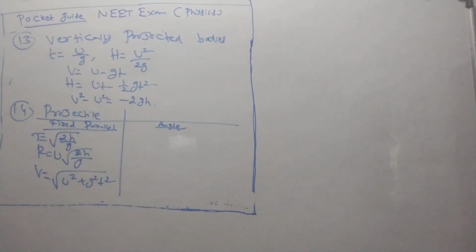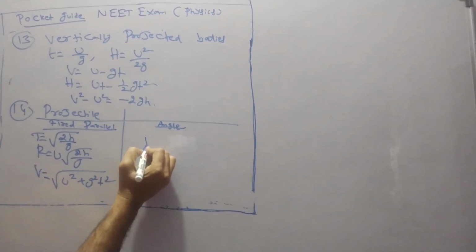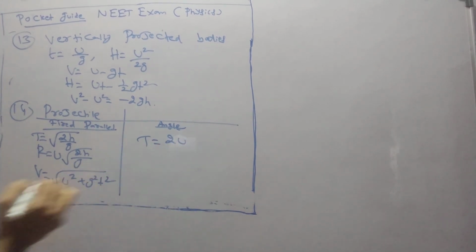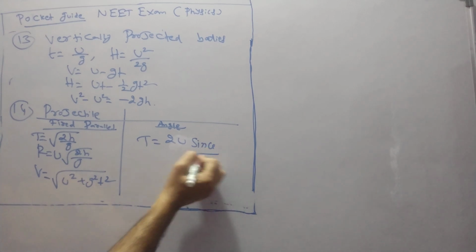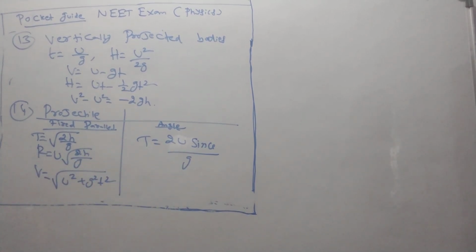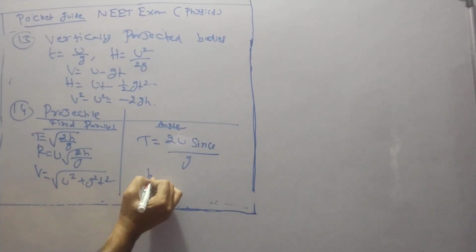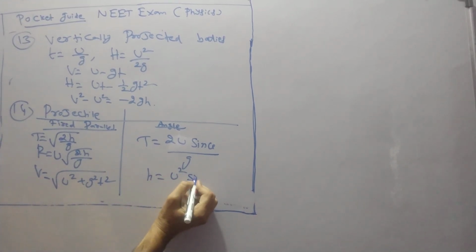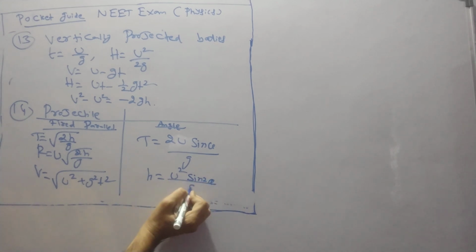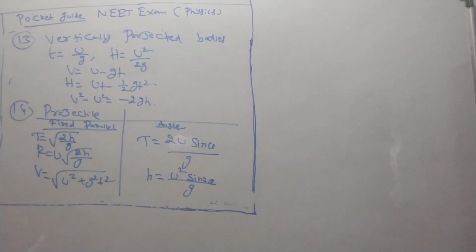When it is fired with angle, the time of the flight t equal to 2u sin theta by g, and the maximum height h equal to u square sin 2 theta by g. So these are some points for your NEET exam, 14 points. In next video we will continue from 15th point. Okay, thank you.